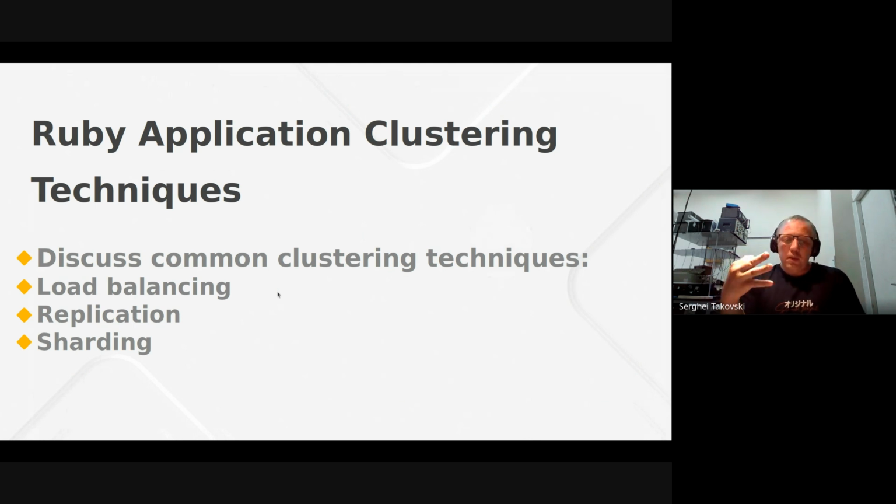We have three principles of clustering: load balancing, replication, and sharding. What does it mean? Load balancing is when we have two nodes and we can flexibly manage the flow between these two nodes at one moment. So one request from our client will be managed by one node and another request will be managed by the other node.